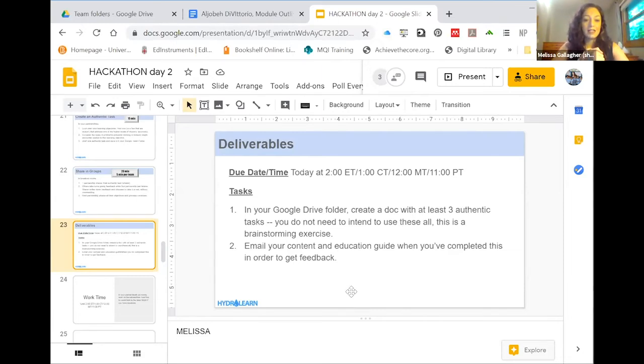And then please email the Google Doc link to your education and content guide so we can give feedback. If you're still working on learning objectives for some of your sections, if you would also work on those, that would be helpful. And of course, take breaks, eat lunch, whatever as needed. Any questions before we head out into partner time?